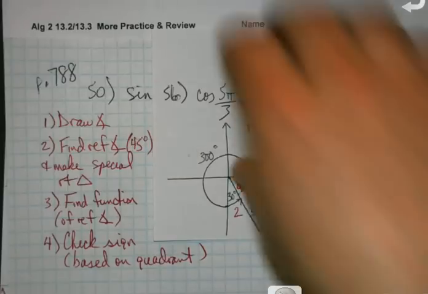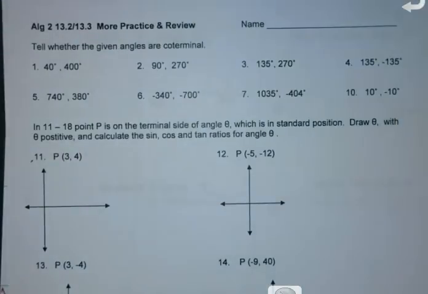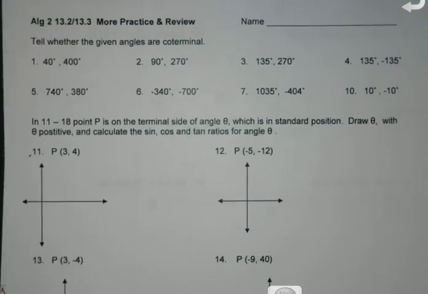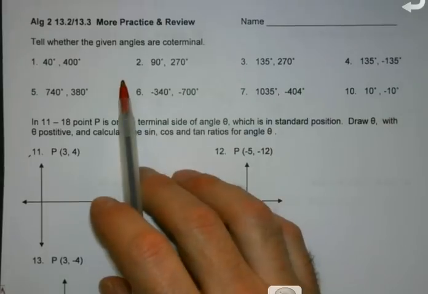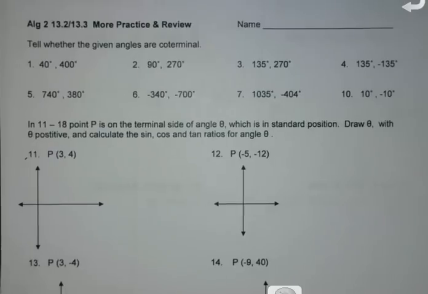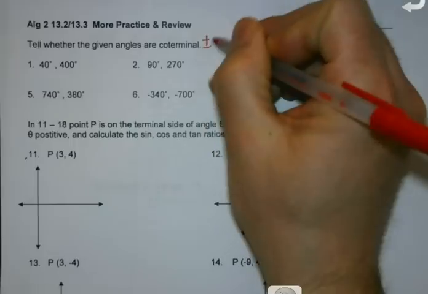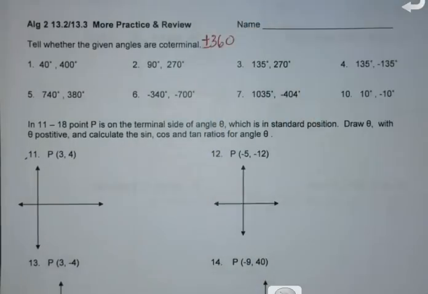All right, let's do this then. Move this out of the way. I'm just going to do one in each of the sections just to make sure things are going okay. First section you're going to love, if you haven't gotten there in a little bit already. Tell whether the given angles are coterminal. In other words, can I plus or minus 360 to get to the other angle? If I can, it's coterminal. If I can't, it's not.